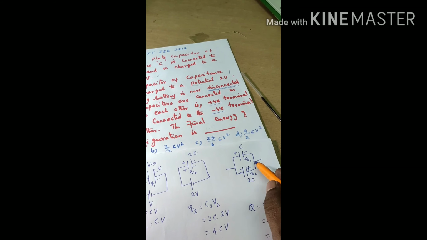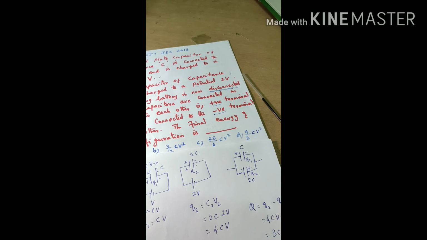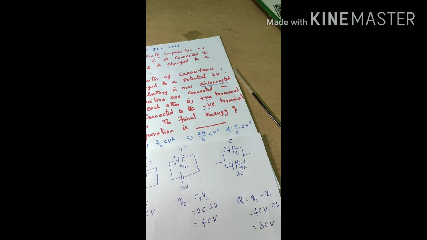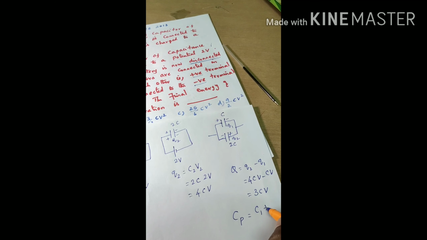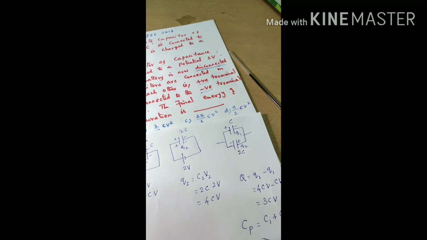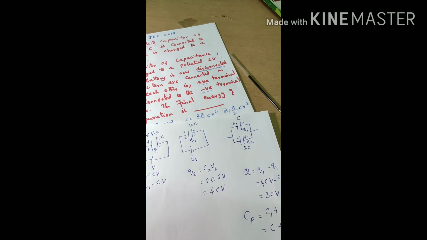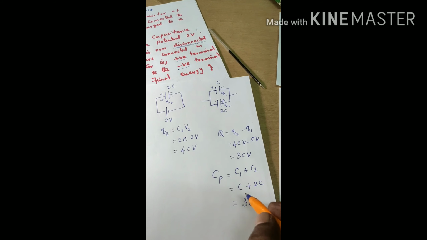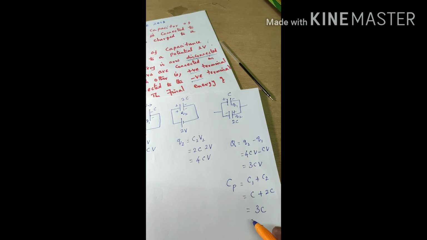In the same manner, these two are connected in parallel. If the capacitors are connected in parallel, CP can be written as C1 plus C2. C1 is C, C2 is equal to 2C, so that is 3C. The total capacitance, we found it. Then we find the potential.